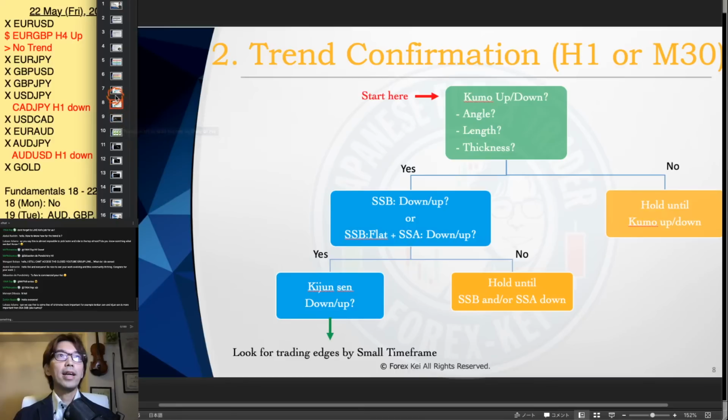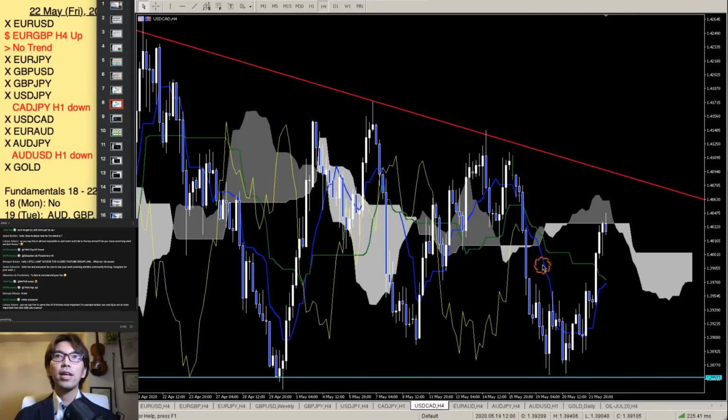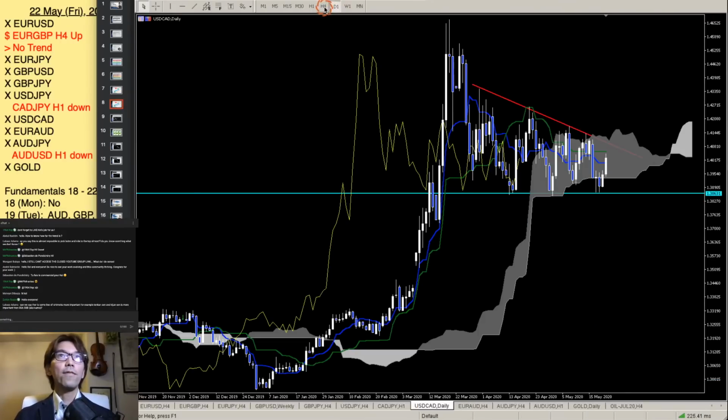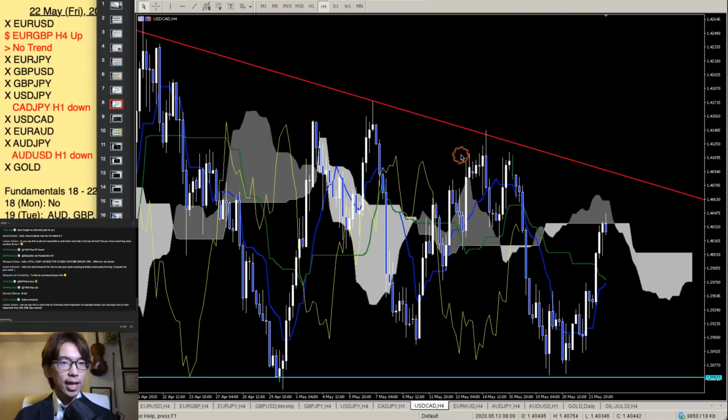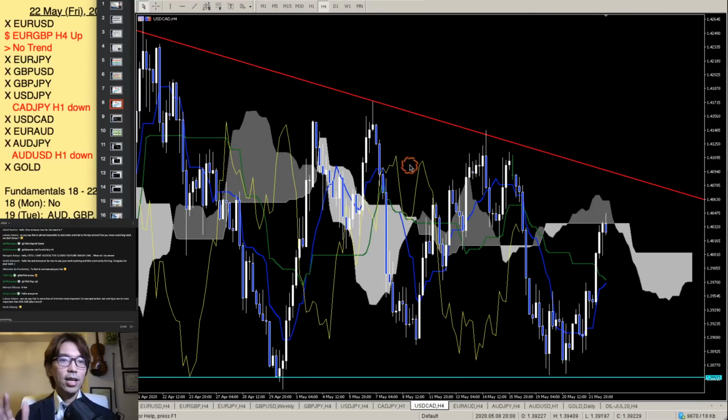Okay, so like you see here on this market, we don't always confirm the trend in daily or 4 hour. Sometimes the daily chart is flat, the 4 hour chart is flat. In that case, what should we do? Do we have to wait until Kumo or Kijun sen are moving up or down in the daily chart or 4 hour chart? Do we have to do that? My answer is actually no. Basically, we don't have to keep waiting forever for these 3 lines to move up or down in those bigger time frames.